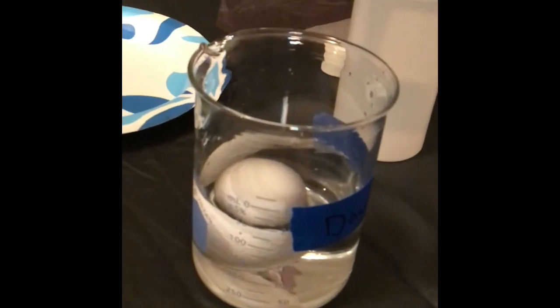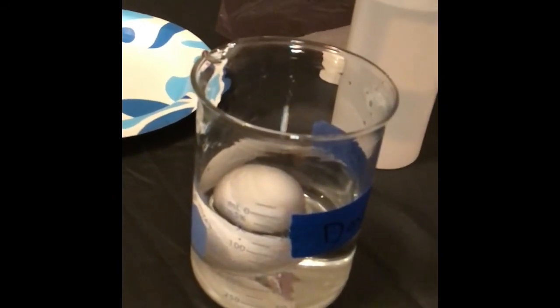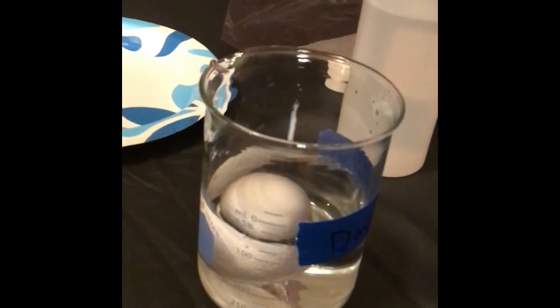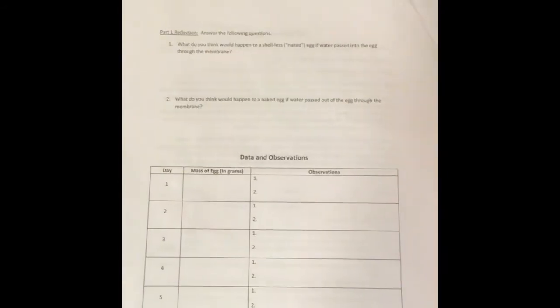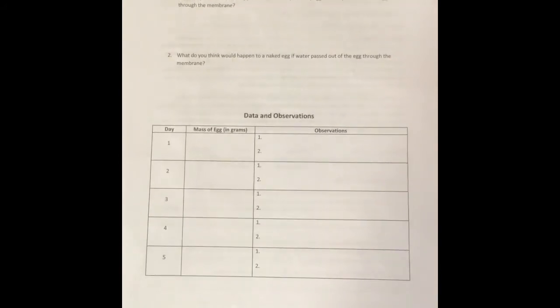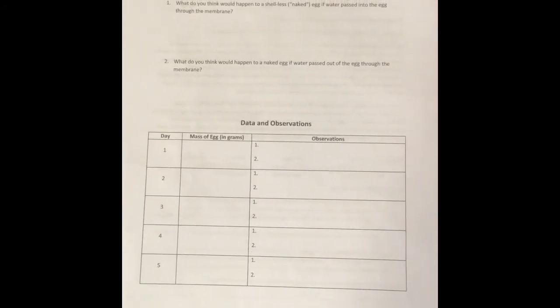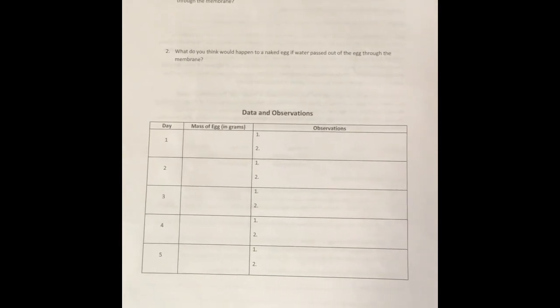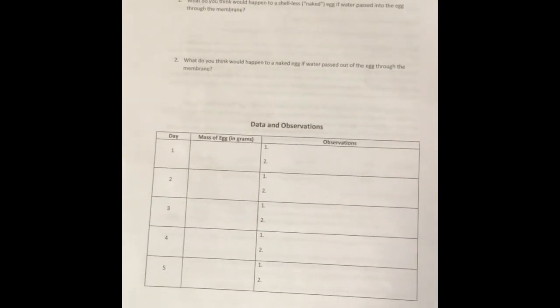If you go back to part 1 of the experiment, you're going to make a hypothesis at the bottom of page 1, and then you'll do your reflection. For day 1, you'll do your hypothesis, and then at the top, your part 1 reflection, the 2 questions. Make sure you have recorded your mass, so that starting mass of 57.76 grams goes for day 1, and then you'll make your observations. The next video clip that you'll watch will go along with day 2.